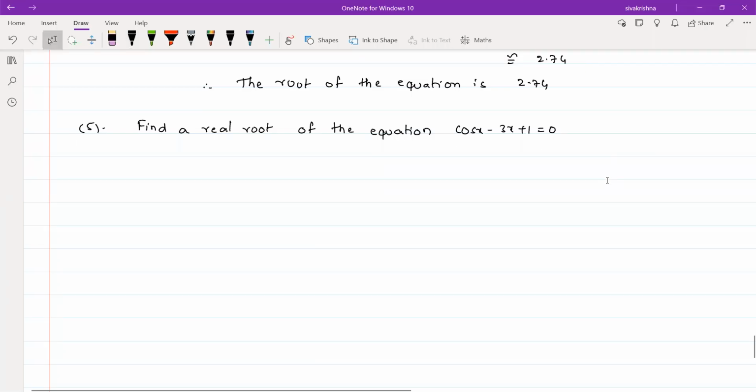So I have given you one more problem: you have to find the real root for the equation cos x minus 3x plus 1 is equal to 0. Once again, this is also a non-algebraic equation. While solving non-algebraic equations, whenever we have trigonometric functions, first of all our calculator should be in radians only. If not, immediately we have to put our calculator into radians. Then only we start the calculations.